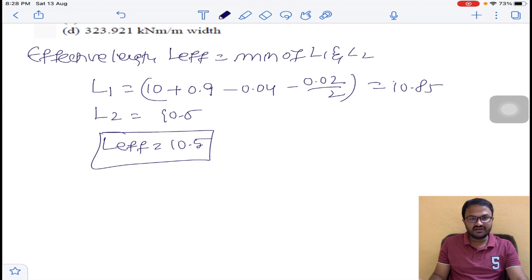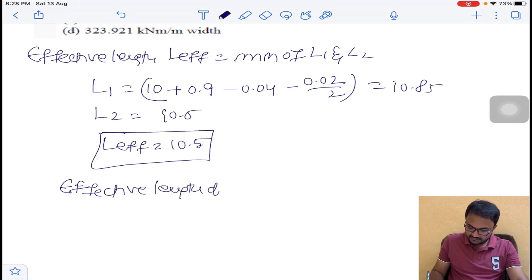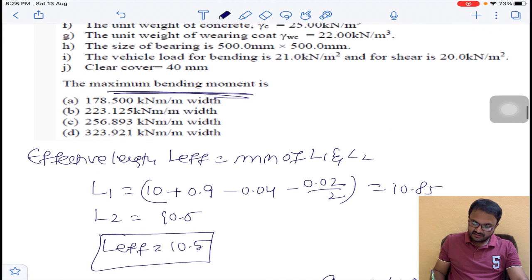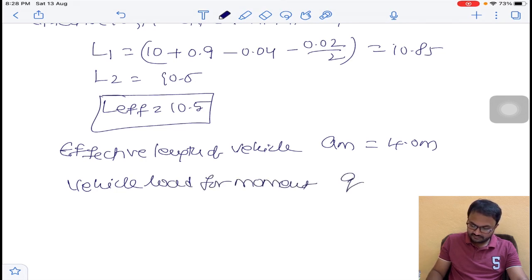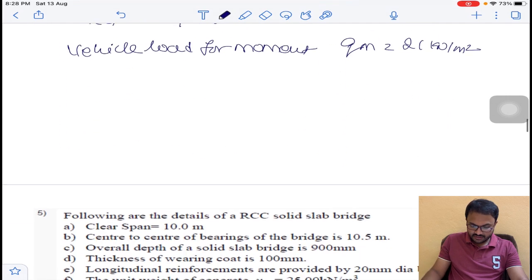Always in all the problems you will get 10.5 only. And the effective length of the vehicle we need to consider, A suffix m, is equal to 4.0 meters. And he has given, for bending moment, the vehicle load for moment Qm is equal to 21 kilonewton per meter square.